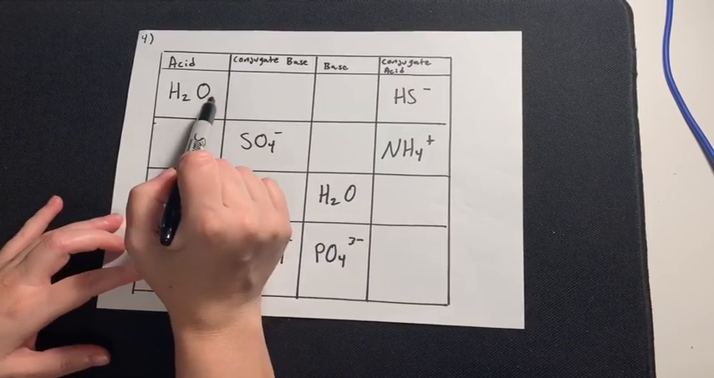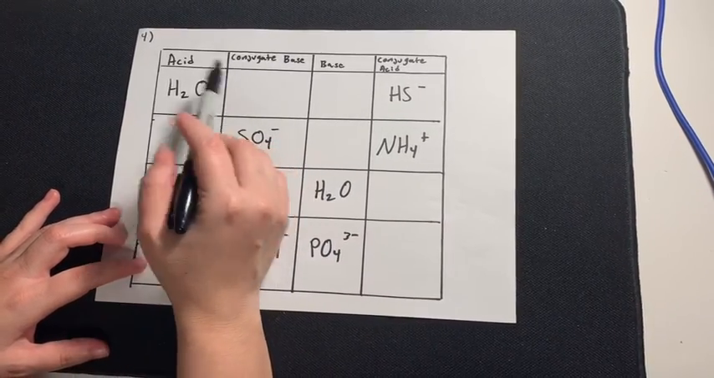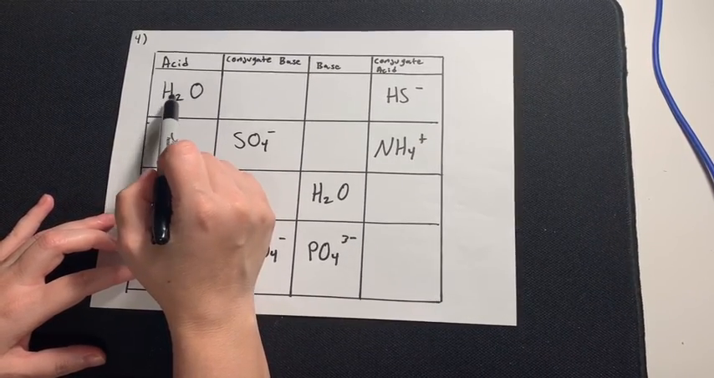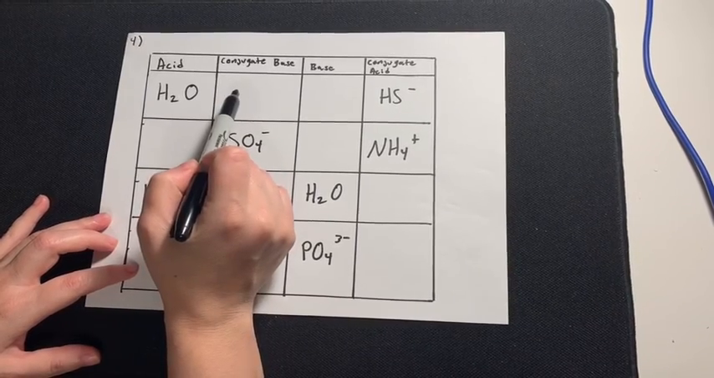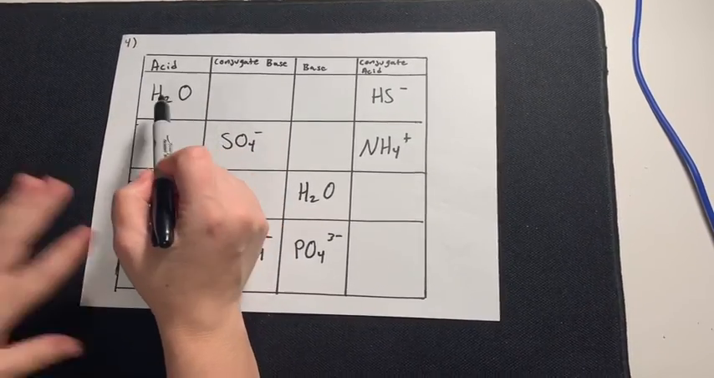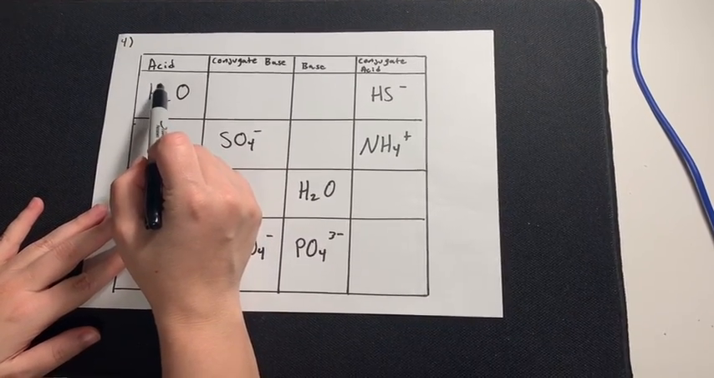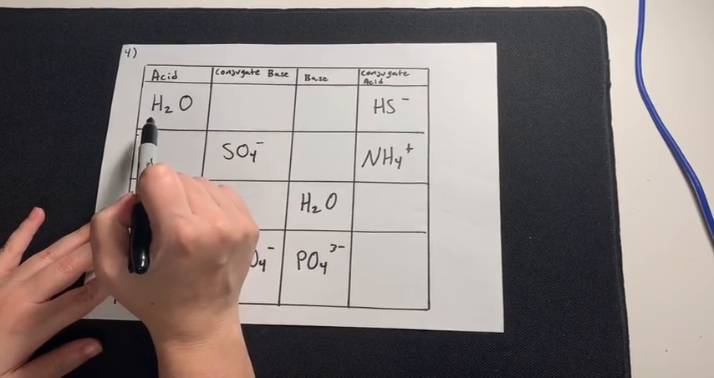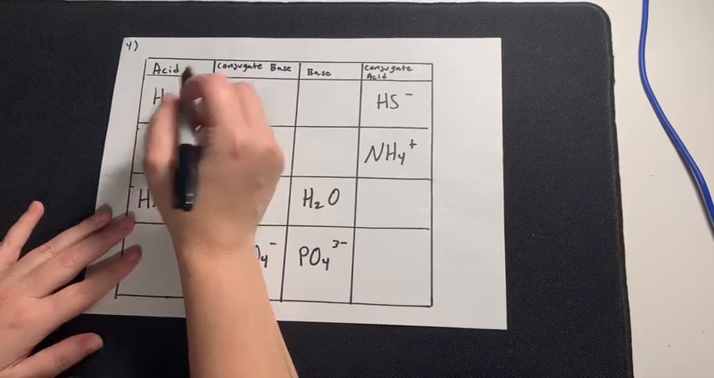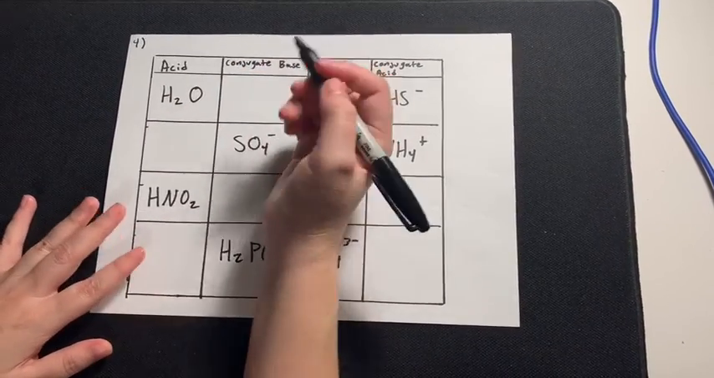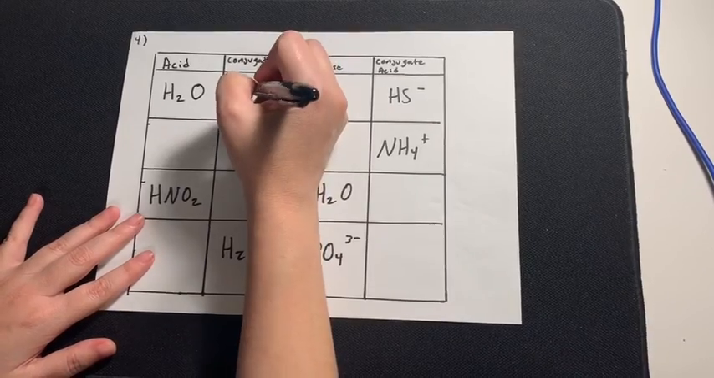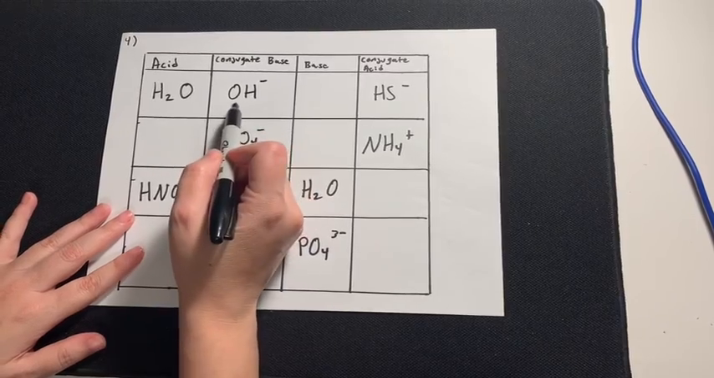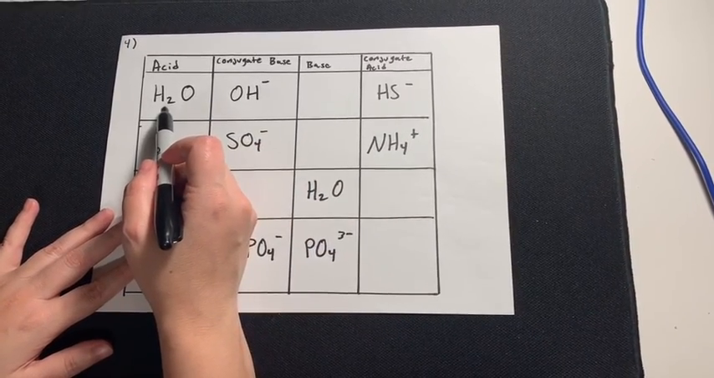So with this H2O, we know this acid wants to donate, we know that the conjugate base has to have an H plus less than the acid, because the acid needs to be able to donate that. So an H2O without the additional H plus is going to be OH negative. So you can see how with OH negative, you add an H plus and it becomes H2O.